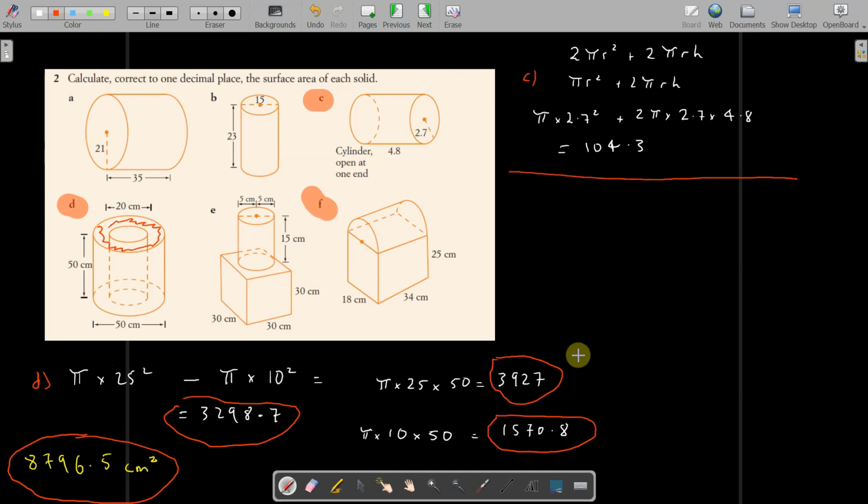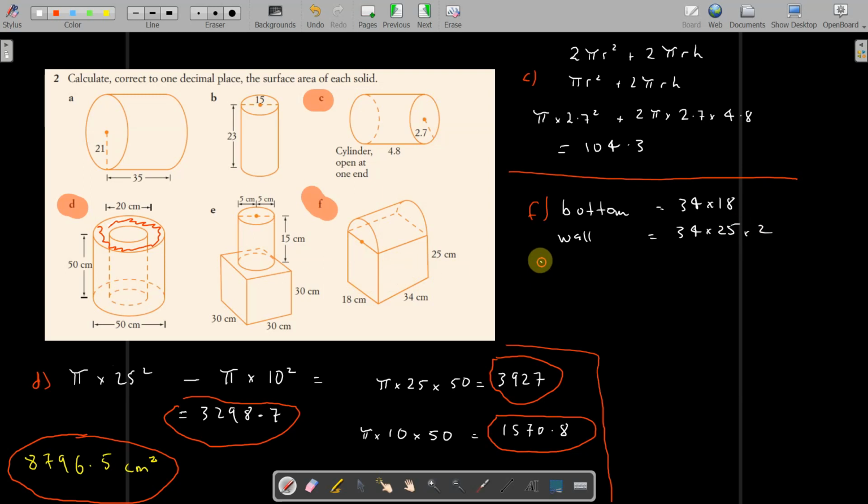Okay, part F. We have half a cylinder and most of a rectangular prism. Well, let's do the rectangular prism first. We've got those four walls and the bottom. We'll do the bottom first, which is 34 times 18. This wall here facing us, and the one behind is the same, and that's 34 times 25, and the one behind, so that's times 2.